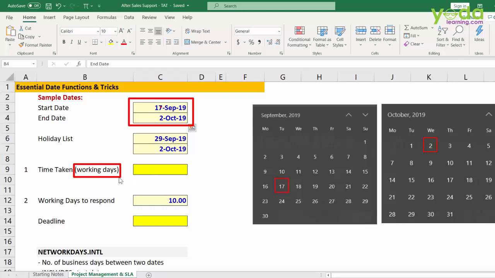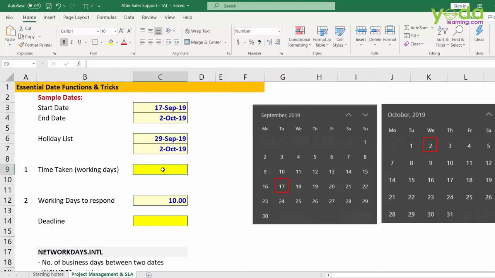Now do note that between these 2 dates, there are some holidays falling, that is 29th September 2019 and 2nd October 2019. And Saturday, Sunday are holidays. So let us see that.